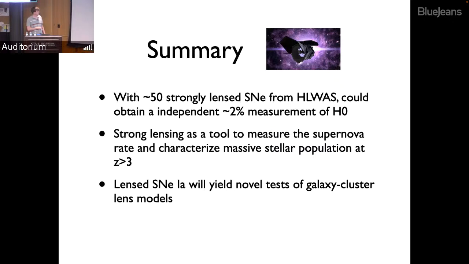So strong lensing also is a tool for measuring the supernova rate at high redshift. You get the natural boost from magnification, and due to the time delays in images, we can reconstruct in some cases the early light curves of supernovae, and put direct constraints on the size of the stars that are exploding. And then finally, lens type 1a supernovae are really exciting new tools for constraining galaxy cluster models. So.